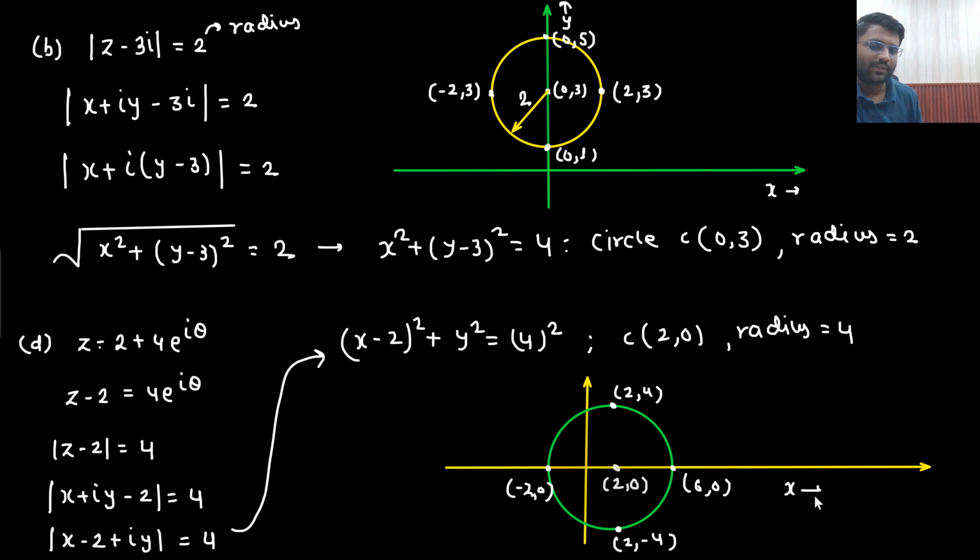So this is your x axis, this is your y axis, with the radius 4. So eventually this was the equation that we had, mod of z minus 2 equals 4.